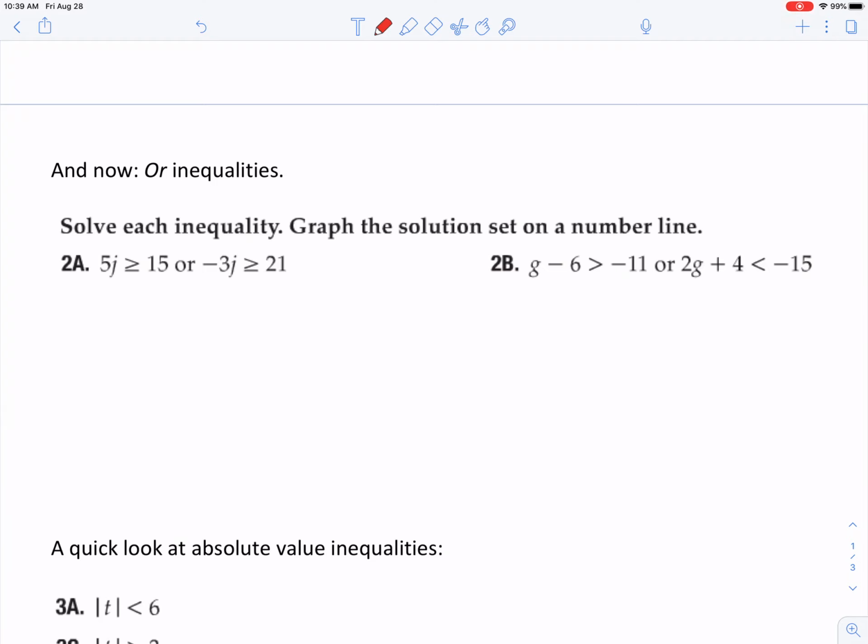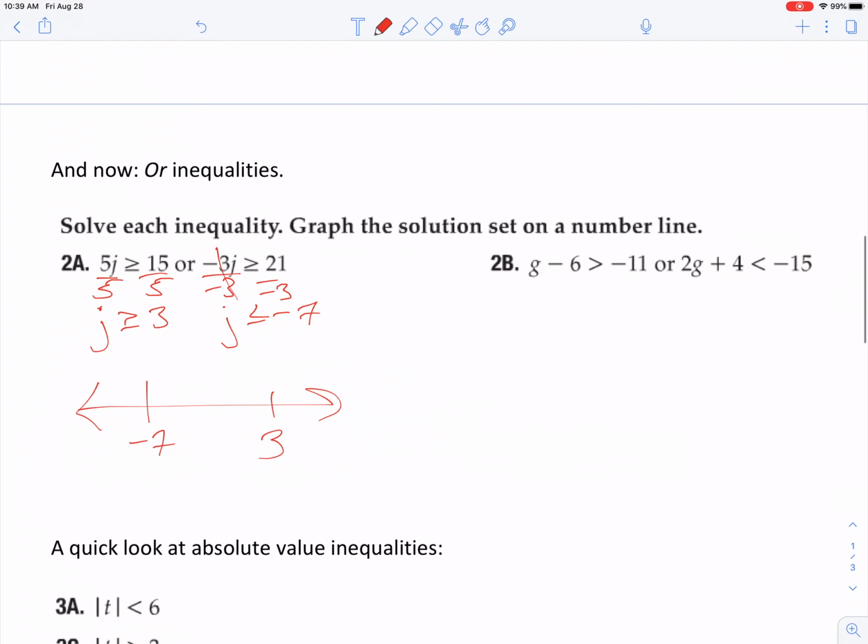So with these ones, again, you're going to solve it individually. And I'm just going to divide by 5. Uh-oh, I'm dividing by a negative. What should I do? Change the sign. All right, so I have -7 and 3. And it looks like -7 is a dot. It says J is, oh, whoops, what happened? Here we go. J is less than.